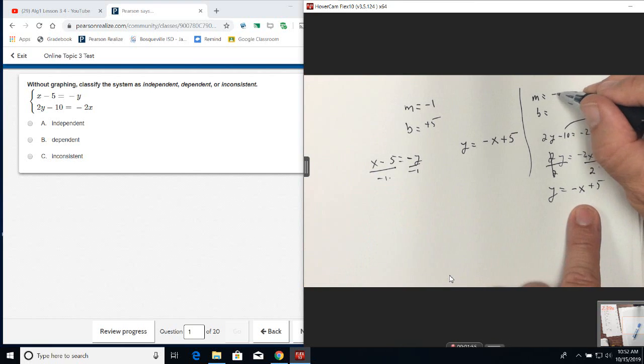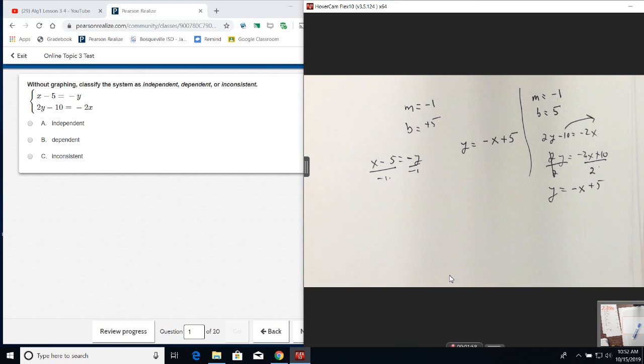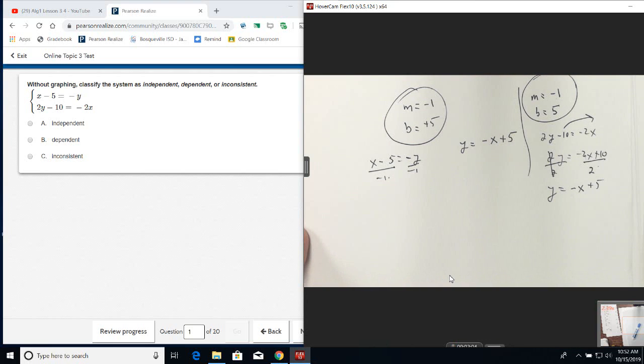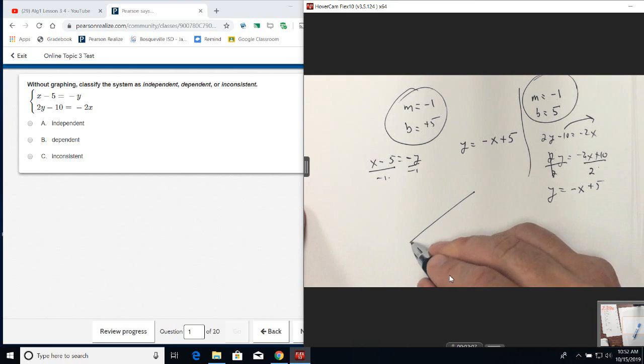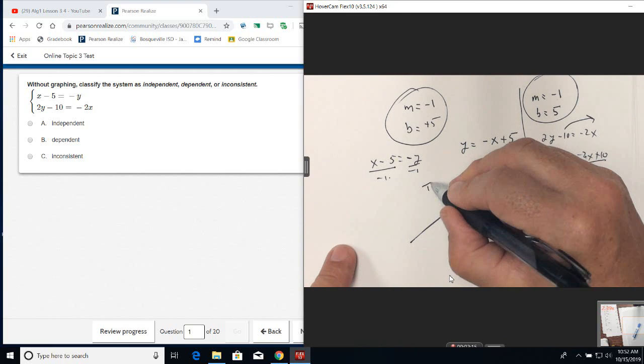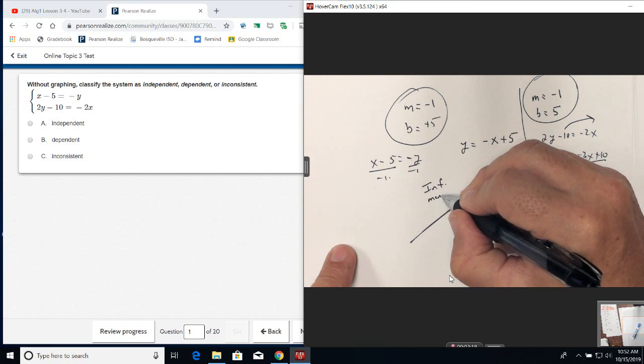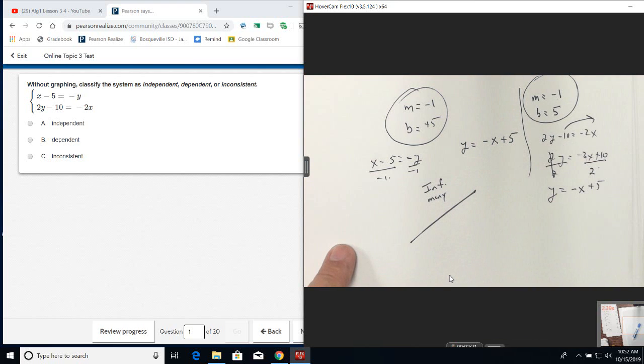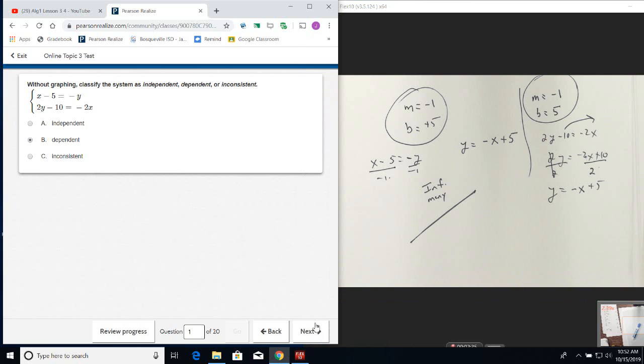So what's the slope of this one? Negative 1. What's the y-intercept of this one? 5. So what if you have two equations that have the same slopes and the same y-intercepts? It means that the two equations are exactly the same. They're right on top of each other. If they're right on top of each other, how many solutions do they have? Infinitely many. So that means they're what type of a system? It's not independent. Independent means one solution. Okay? Inconsistent means no solutions. So the only thing it can be is a dependent system. You depend upon many. Remember that? So it has many solutions, so that's B.